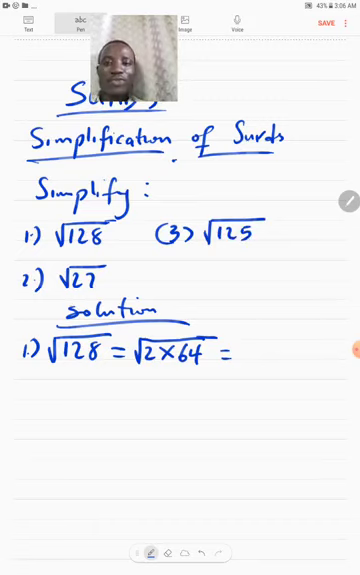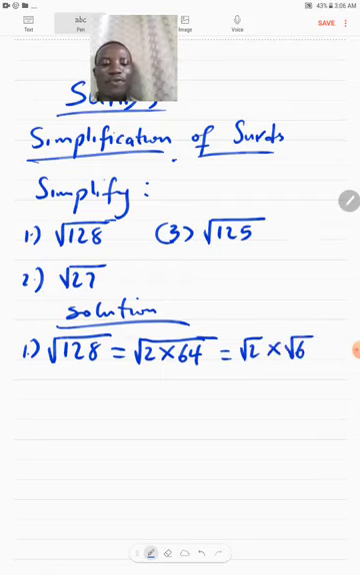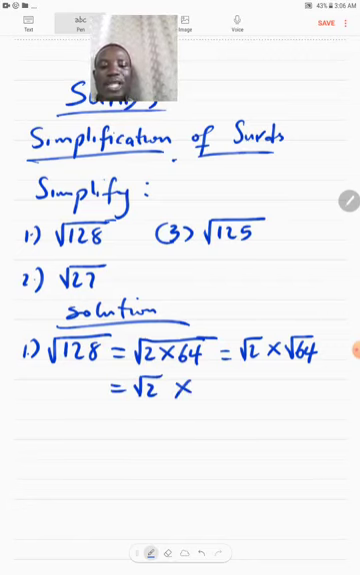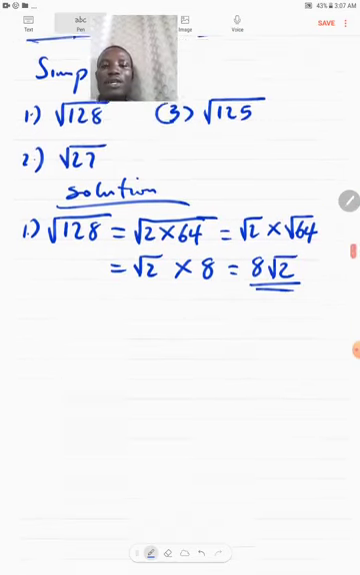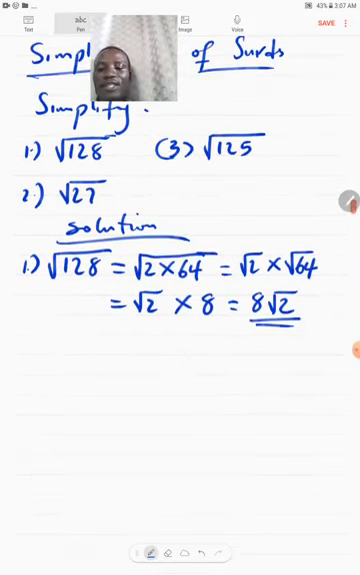Let's note that. We can also take that. Okay. So I will now separate this into root 2, root 64, because according to the principle of multiplication of surd, I can write it like this. So I can now say this will be root 2 times, what is the square root of 64? That is 8. So multiplying these together will give me 8 root 2. And this will be my final answer.